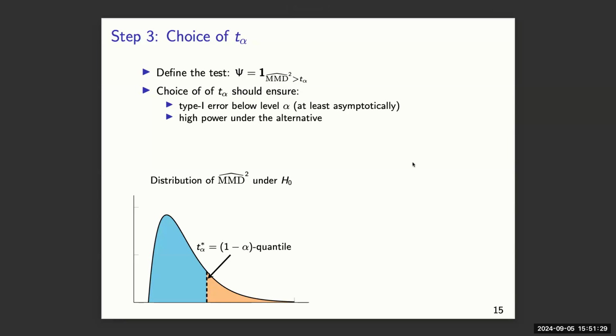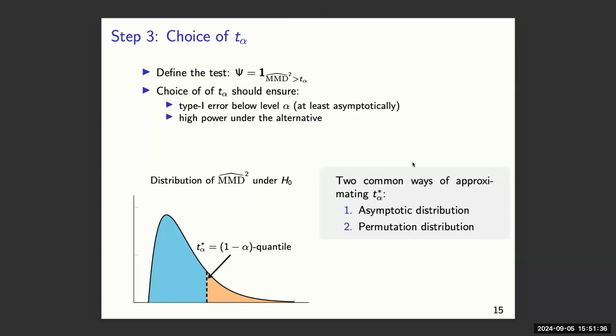Okay. But as you can guess, we have no assumptions on Px and Py, so we don't know this distribution. So we have to approximate T star alpha. And in the literature, there are two common ways of doing that. The first one is by using the asymptotic distribution. So what we hope is that there's some kind of universal result which says that for any Px and Py, as the sample size goes to infinity, the distribution converges to something tractable. And we can use the 1 minus alpha quantile of the limiting distribution, which will give us an asymptotically level alpha test. The second one is using permutation distribution, and I'll describe that in 2 slides.